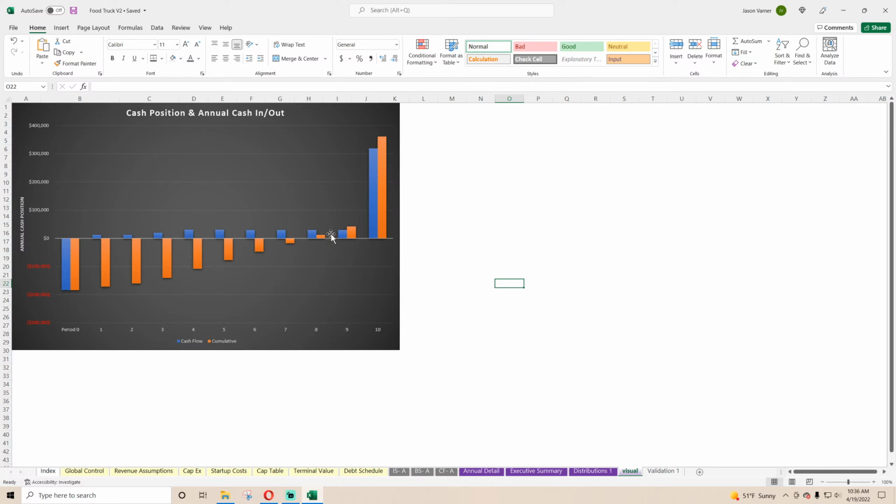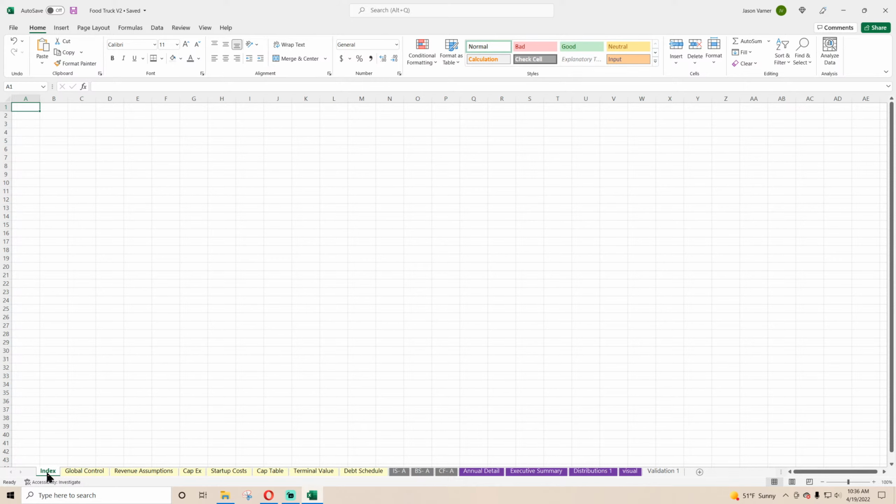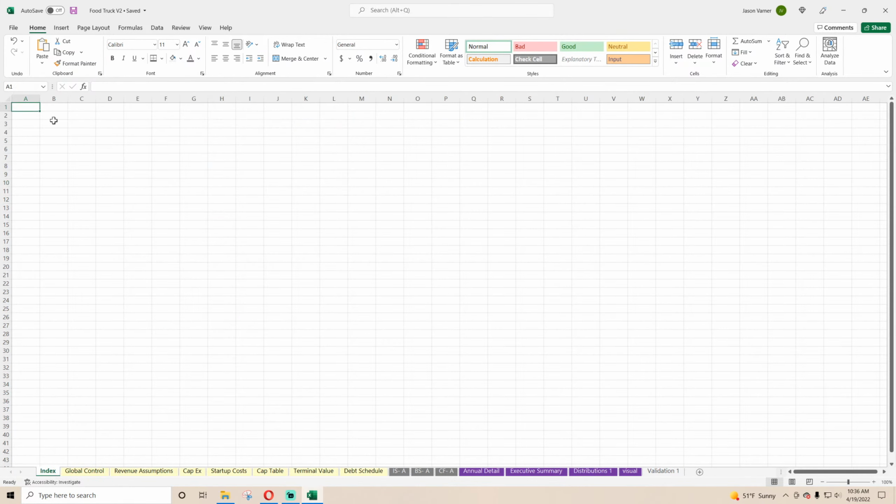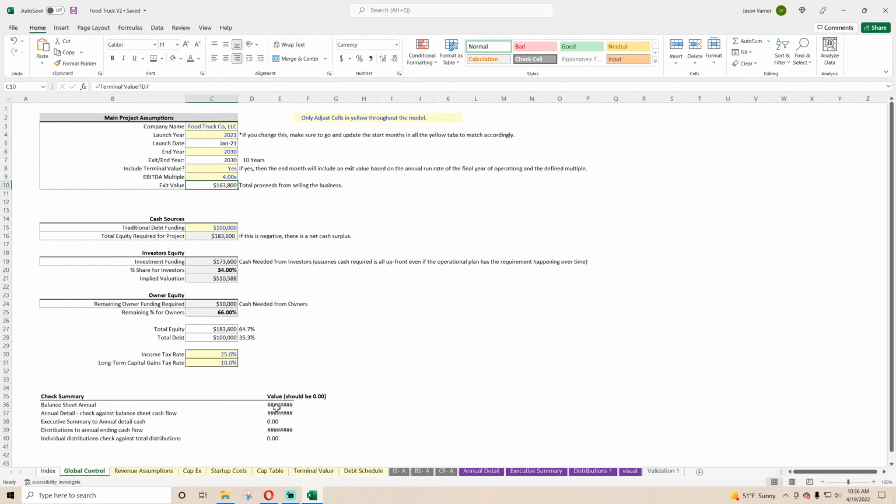Basically it shows you when you cover the equity requirement after all the operations and payback and everything else. So that's good. Sanity checks, and then I'll do an index tab that explains each of the different tabs here. One sec.